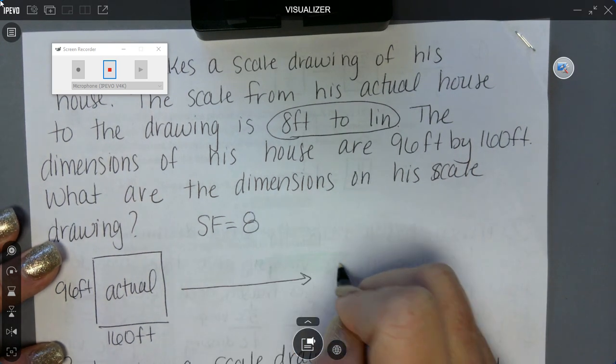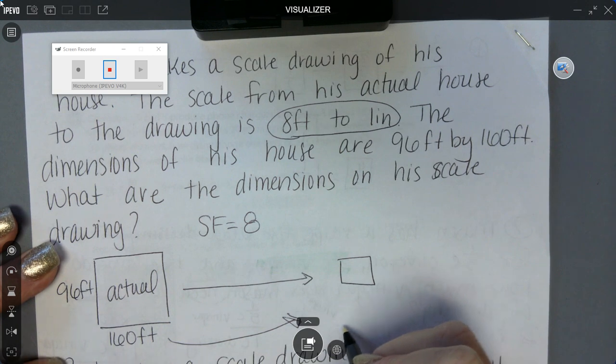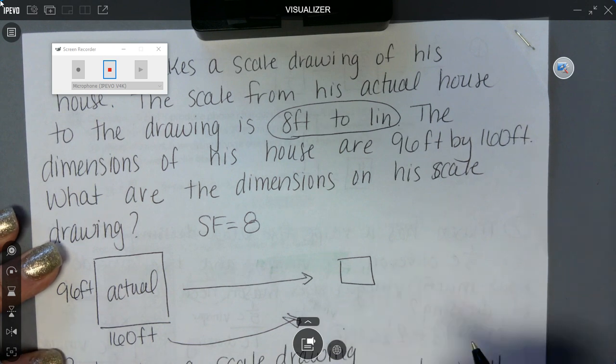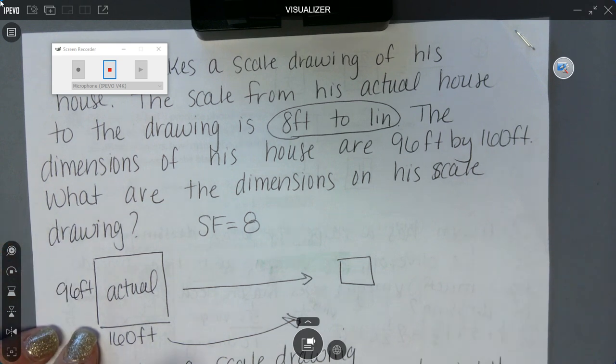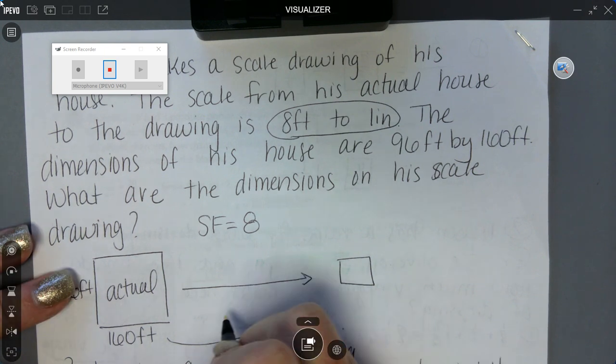Now, we're going from the actual down to the drawing. So what do I do with my scale factor? Multiply. Divide. Oh wait, no, yeah, divide. Because watch, here's what this says. For every 8 feet on here is 1 inch on here. So I am going to divide by my scale factor.